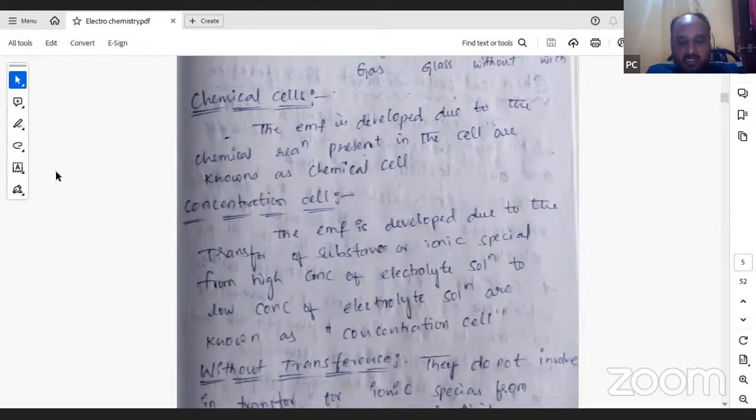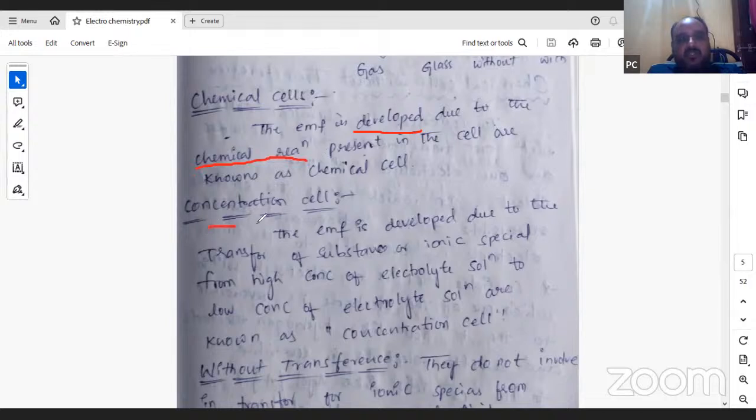So what do chemical cells mean? The EMF, the potential, is developed due to the chemical reactions. Due to the chemical reactions, whether oxidation and reductions take place, with respect to that the chemical potential is developed. That is what we are going to find out in chemical cells.